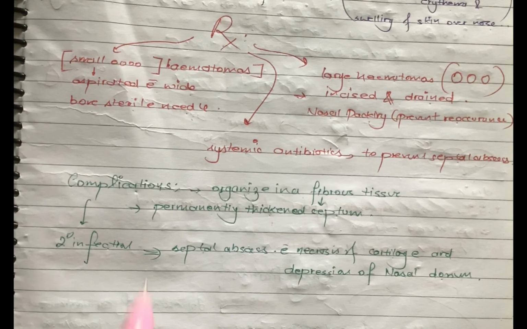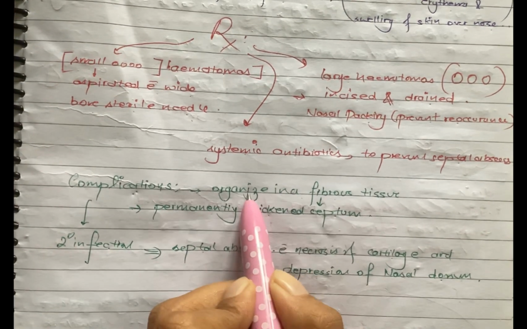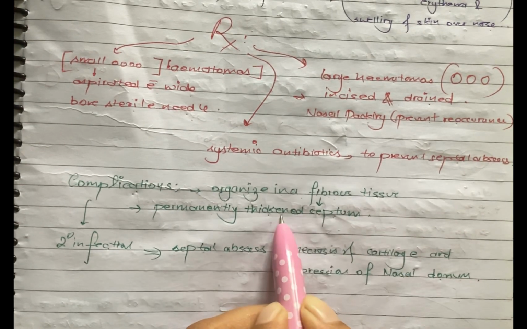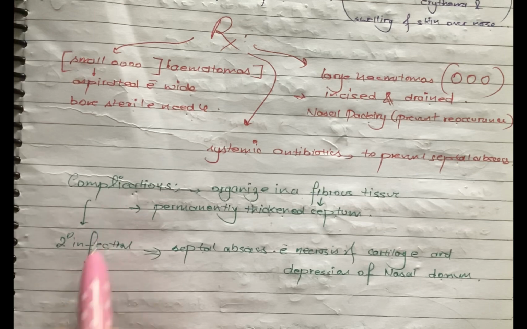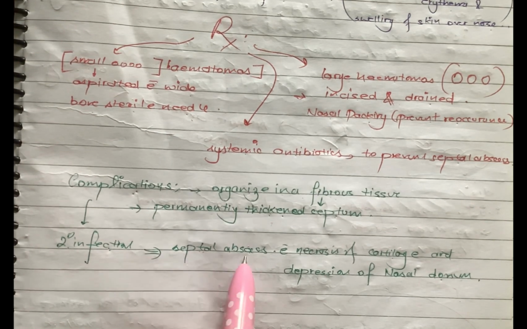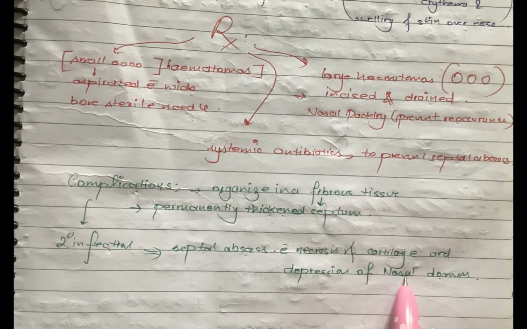And now talking about the complications of septal hematoma, the septal hematoma can get organized into a fibrous tissue and it can lead to the septal thickening. And there could be secondary infection to the septal hematoma as well that may lead to the septal abscess formation with necrosis of cartilage, and there could be depression of nasal dorsum as well.